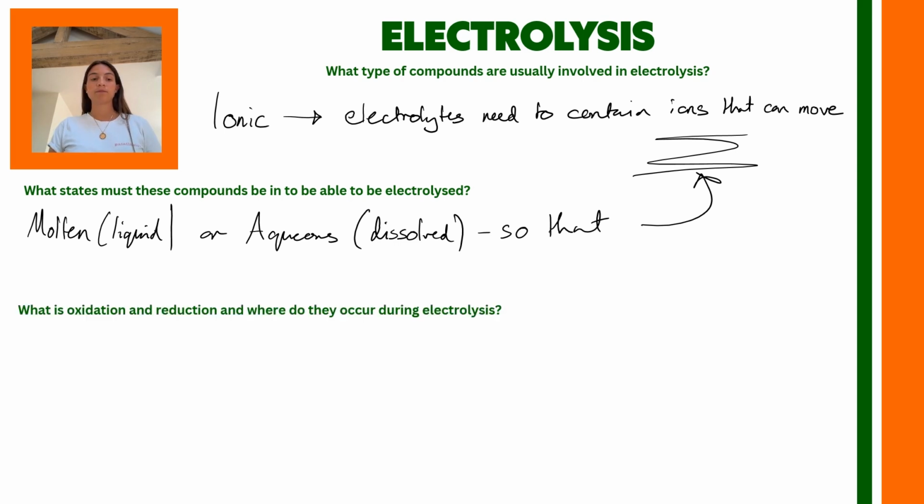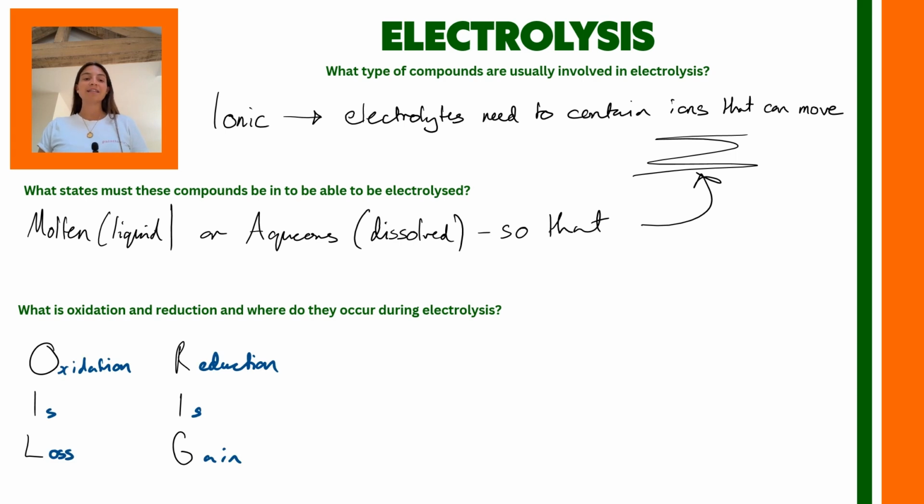What is oxidation and reduction, and where do they occur during electrolysis? So this is when we remember this mnemonic OIL RIG, and that stands for oxidation is loss and reduction is gain. Loss and gain of what? We are talking all about losing and gaining electrons here.